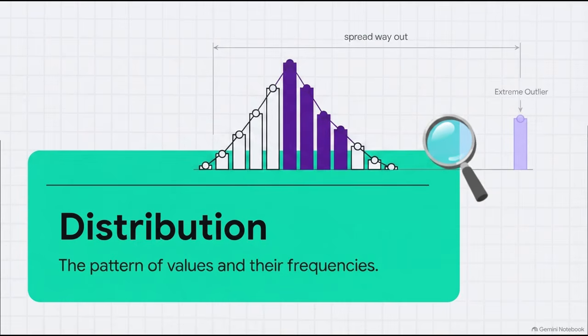A massive part of this is looking at the distribution. That's simply the pattern of values and their actual frequencies. We need to know, how often do certain values appear? Are they clustered tightly together? Are they spread way out? Or are there extreme outliers totally skewing the bigger picture?